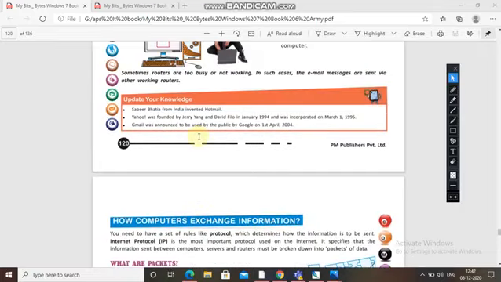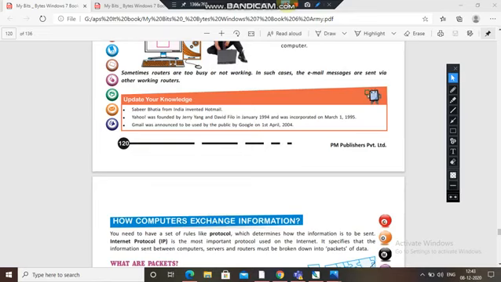Sabir Bhatia invented Hotmail from India, and Yahoo was founded by Jerry Yang and David Filo in January 1994. Okay, and it was incorporated on March 1, 1995. So in 1994 David Filo and Jerry Yang founded this, and then it came to incorporation on March 1, 1995. And Gmail was announced to be used by the public by Google on 1st April 2004. 2004, 1st April, Google announced Gmail for the public.